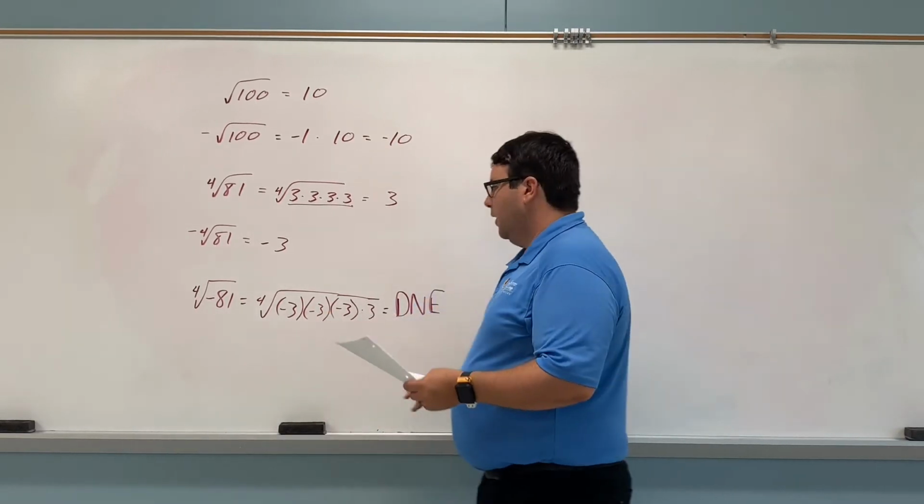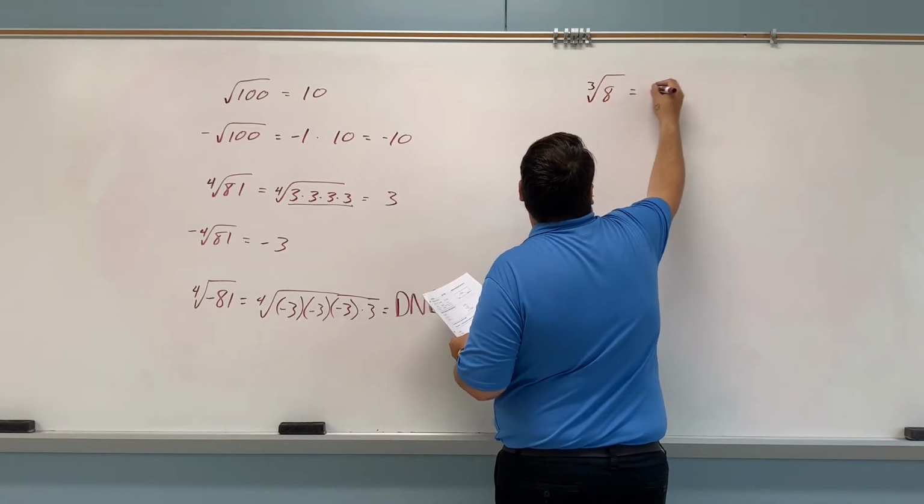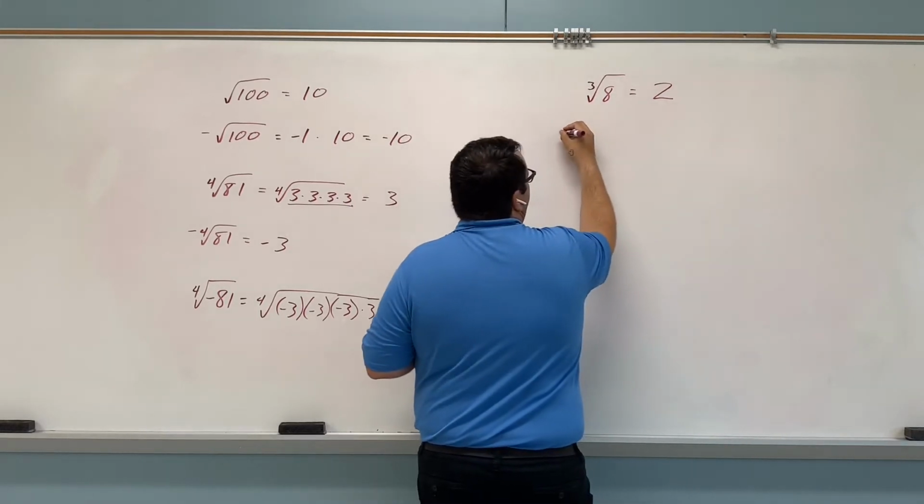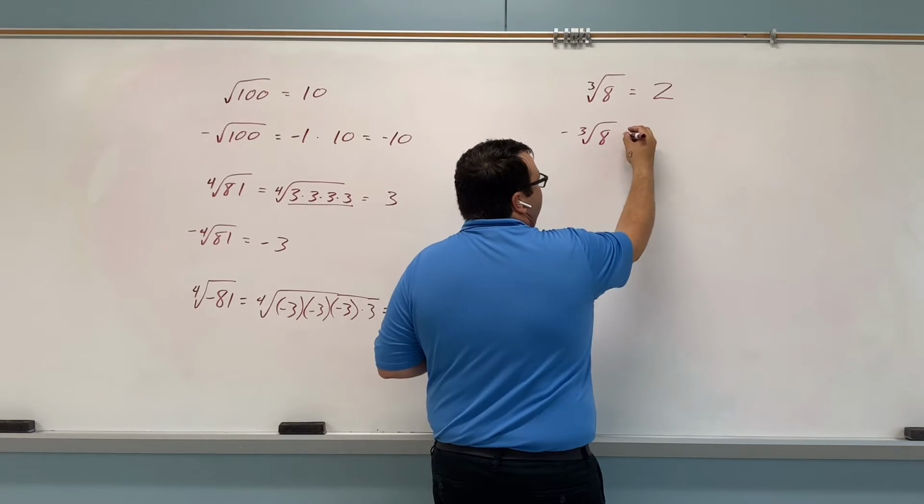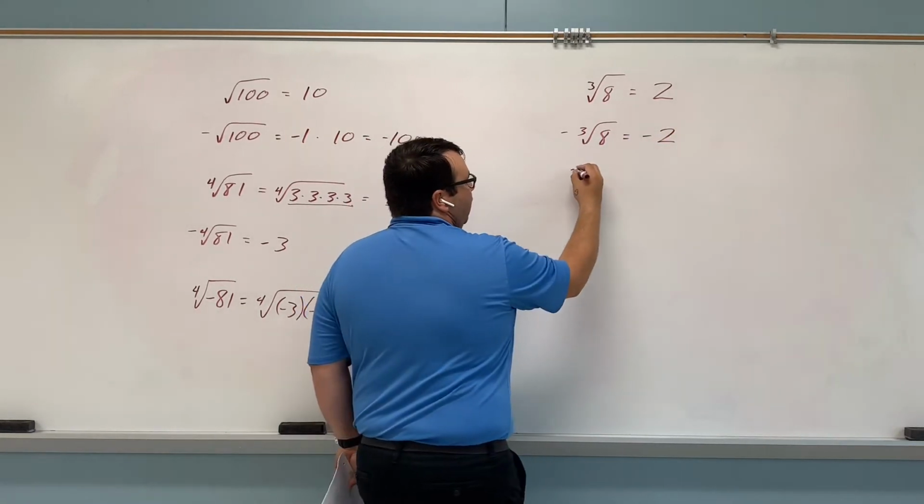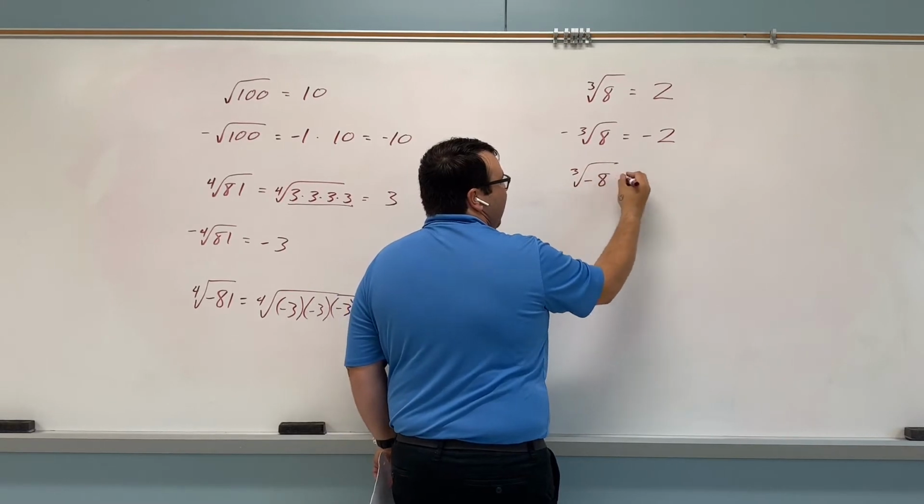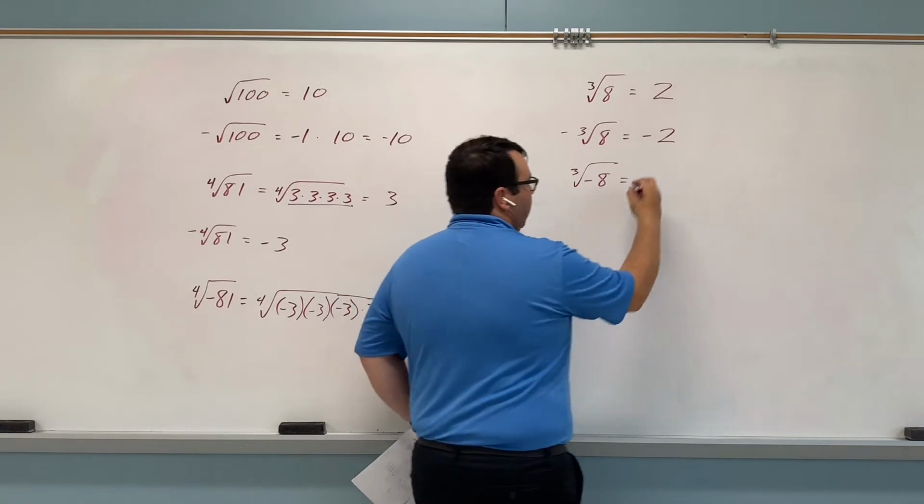Now let's try an odd root index. I just want to show a distinction. So cubic root of 8 we said was 2 earlier. If I had the negative cubic root of 8, this negative is separate, so it's like a negative 2, right? But what if it's a cubic root of negative 8? Cubic root of negative 8. Well, let's see how that breaks down.